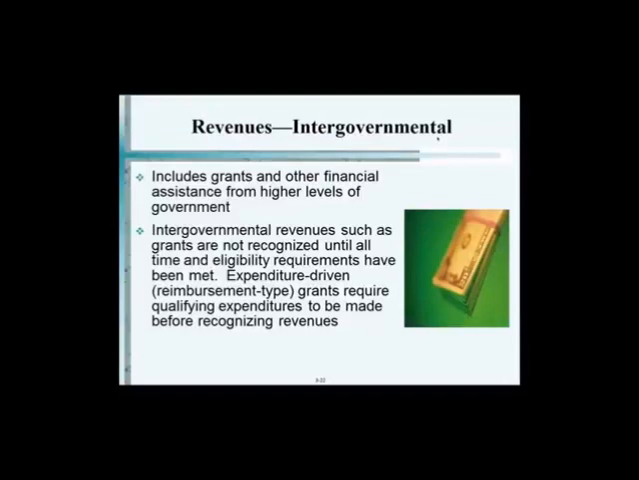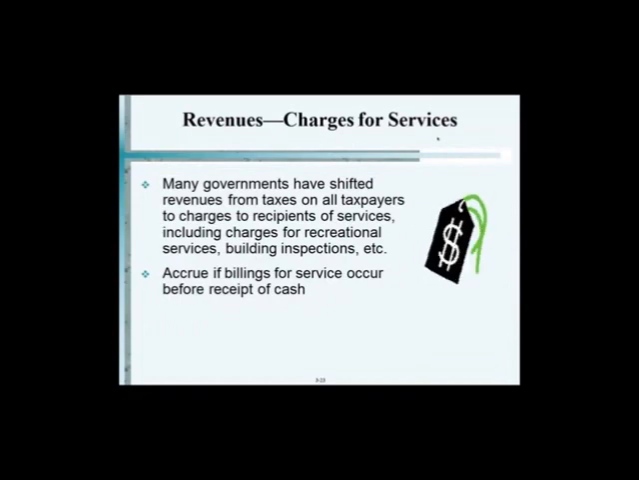Okay? So the question you always ask when you get a grant is, when can I use it? Time restriction. How can I use it? Purpose restriction. By the way, most of the time, federal government doesn't just send you a check. They want you to spend it first before you get the money from them in the real world. And by the way, that's the fancy word: eligibility requirements have been met. They're time or purpose. Okay, we talked about charges for services. When you perform the service, that's when you recognize the revenue.